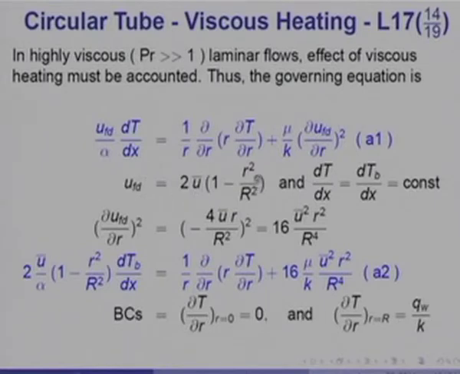UFD of course is 2 u bar (1 minus r^2 by R^2), and dT/dx equal to dT bulk/dx is equal to constant. (dUFD/dr)^2 from this will evaluate to 16 u bar square r square by R^4, and therefore substituting these things in here, I get (2 u bar by alpha)(1 minus r^2 by R^2) dT bulk/dx equal to (1/r) d/dr (r dT/dr) plus 16 times mu by k u bar square r square divided by R^4. This is equation A2 and the original equation is A1. And the boundary conditions are again at the axis of symmetry this would be 0, and at the wall it is equal to q wall equal to k dT/dr.